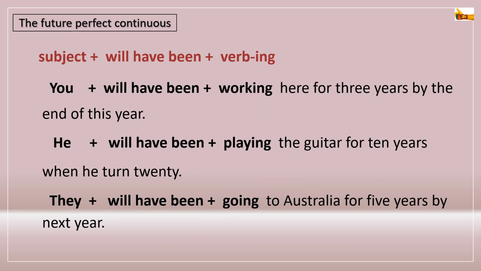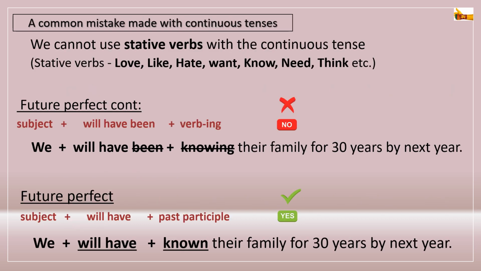You will have been working here for 3 years by the end of this year. He will have been playing the guitar for 10 years when he turned 20. They will have been going to Australia for 5 years by next year. Now, let's look at a common mistake that we make with this tense.